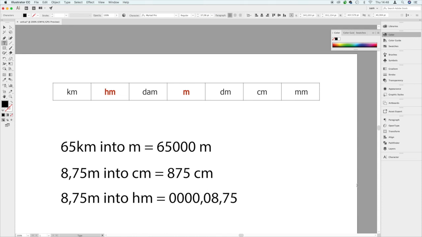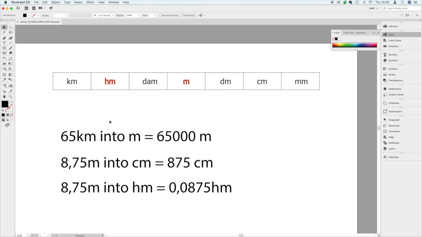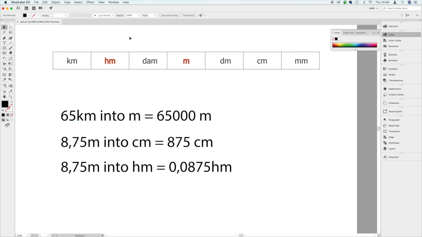I erase my initial comma. Do I need to have so many zeros here up front? 0,0875 hectometers. So as you can see, that's my technique. We're not playing with millions. We're not playing with multiply by 10, divide by 10. I really don't like that. I like a visual, which is having the scale and finding out, like a kangaroo, how many jumps that comma needs to do to the left or to the right, and the empty space is filled with zeros.